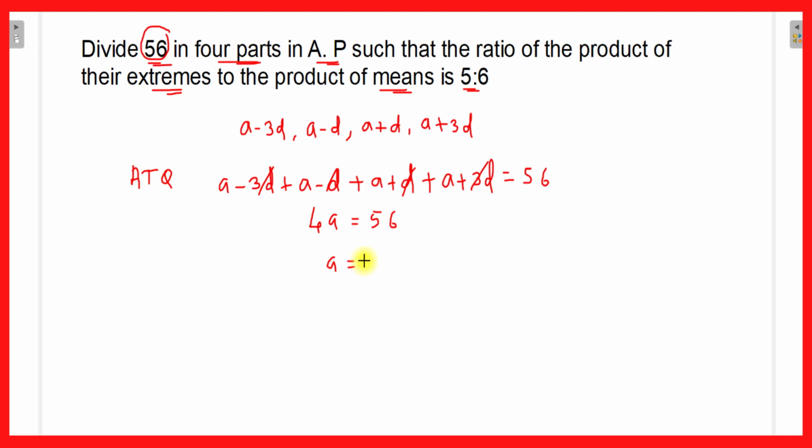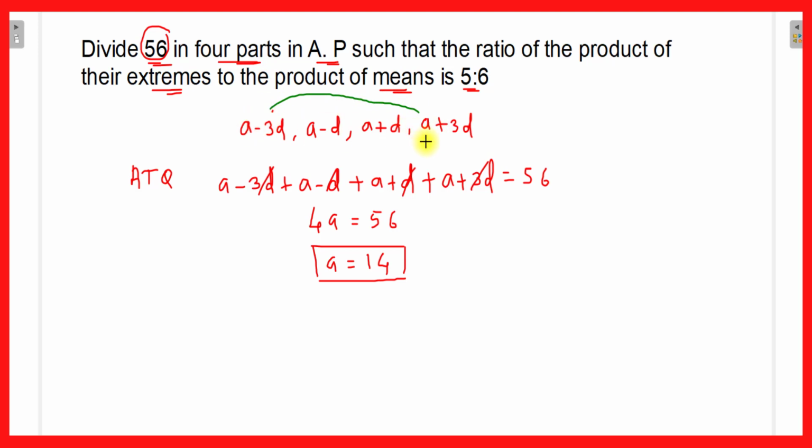4 ones are 4 and 4 fours are 16, so A is equal to 14. So you have got the value of A. This is the first important step, so highlight it: A is equal to 14. Now the second condition is that the ratio of the product of the extremities. Extremities means what? The first and the last number.